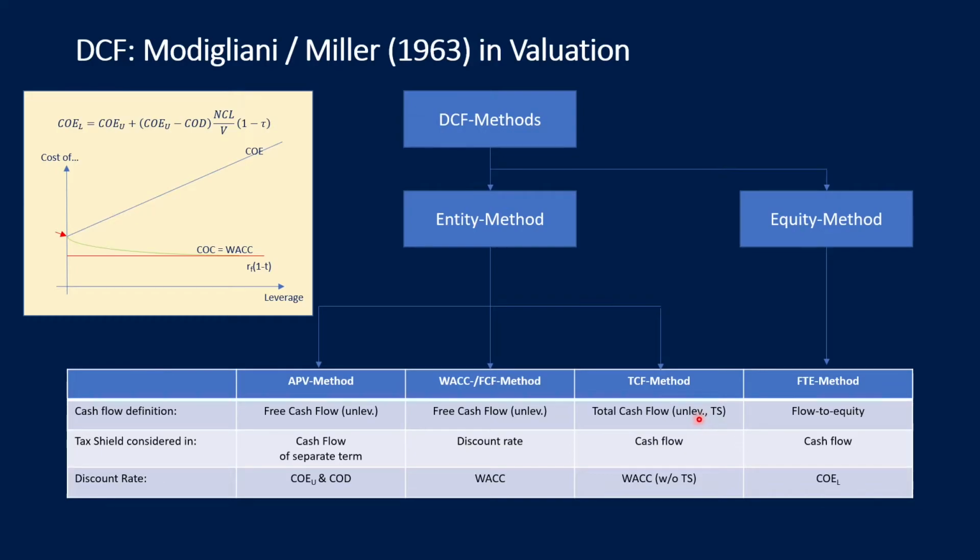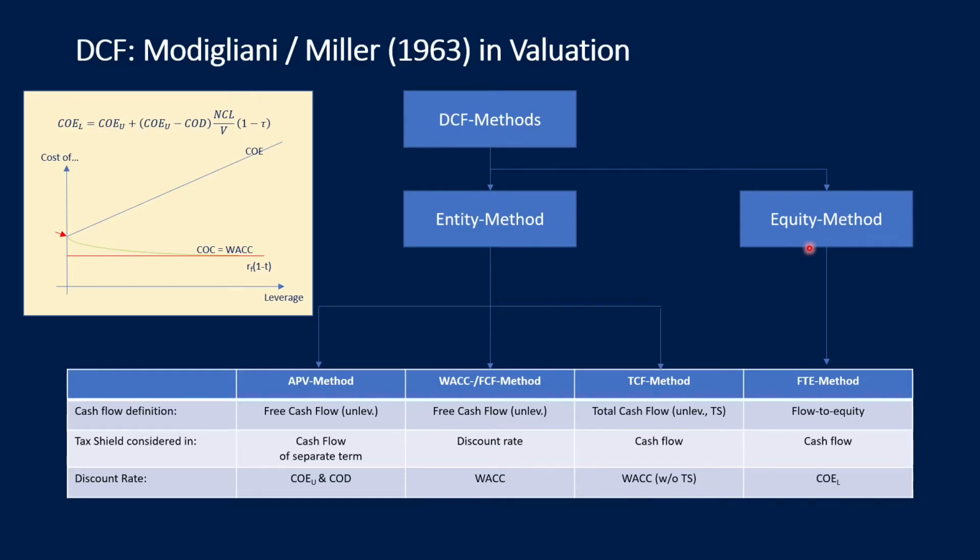Total cash flows are adjusted for the tax shield, so the tax shield is considered in the cash flow. While the WACC is also adjusted, the WACC is applied without 1 minus tau, so without the tax shield. The DCF method is rather of a theoretical nature and is not applied in practice. Nevertheless, of course, it can be used.